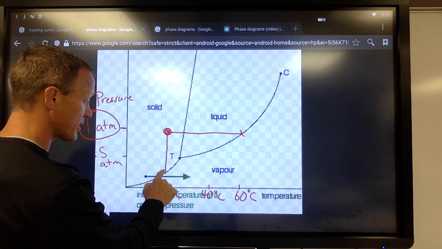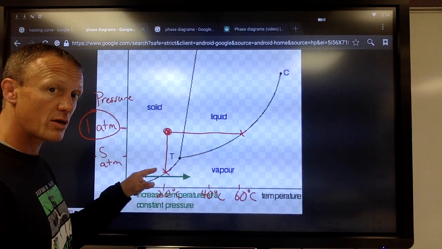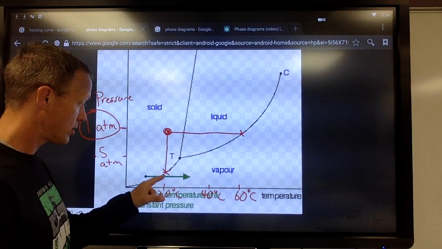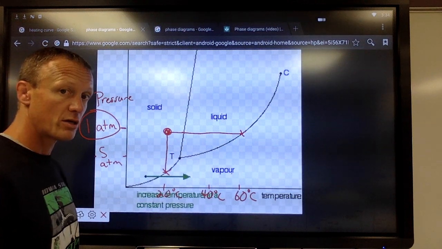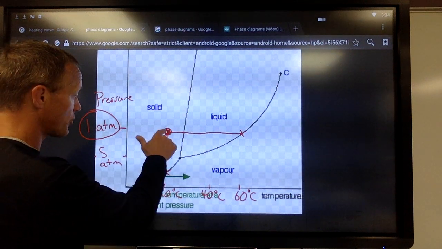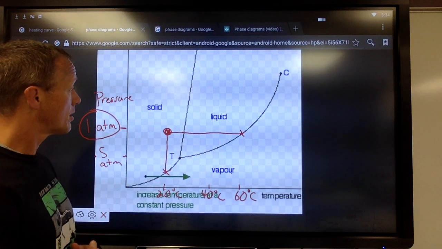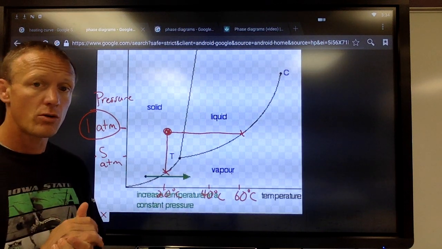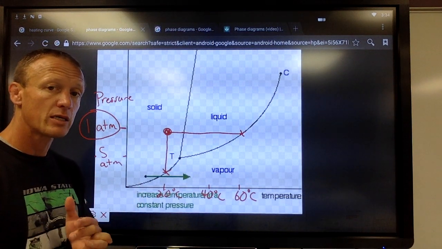If we did that, when we cross this line right here, where my X is, it would go directly from a solid to a vapor, to a gas, which would be subliming, sublimation. So without heating it, we could make this solid turn into a gas by just lowering the pressure, decreasing the pressure from there.